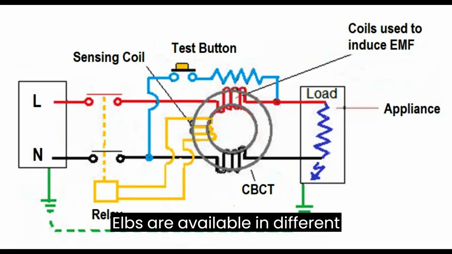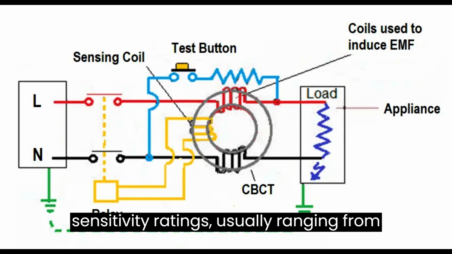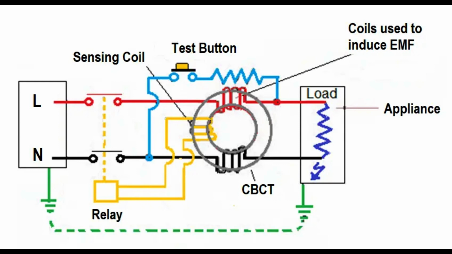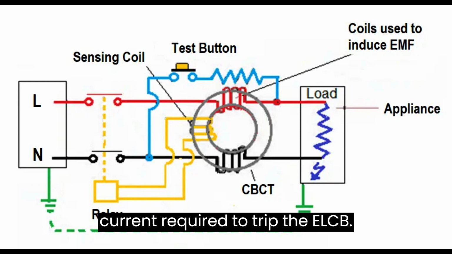ELCBs are available in different sensitivity ratings, usually ranging from 30 milliamps to 300 mA. The rating denotes the level of leakage current required to trip the ELCB.